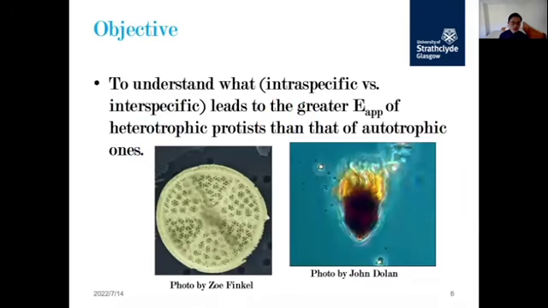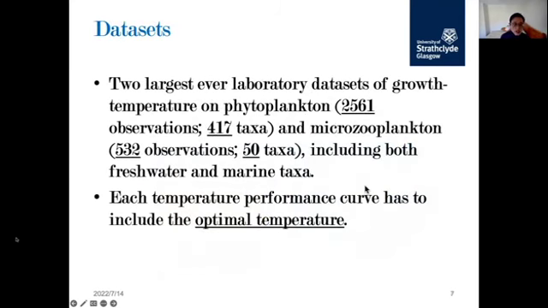The objective of my study is to understand what contributes to the greater apparent activation energy of the heterotrophic protists than that of the autotrophic protists. Here you can see a difference between the diatom and the ciliate. The conventional wisdom is that heterotrophs usually have greater temperature sensitivity, seen from the higher value of the EAPP. So we compiled the largest ever laboratory data sets of growth rate and temperature data on phytoplankton and microzooplankton, and then estimated each temperature performance curve.